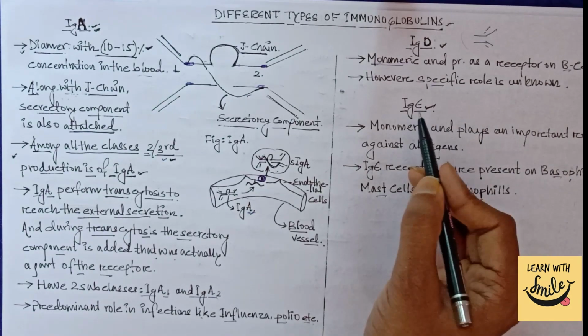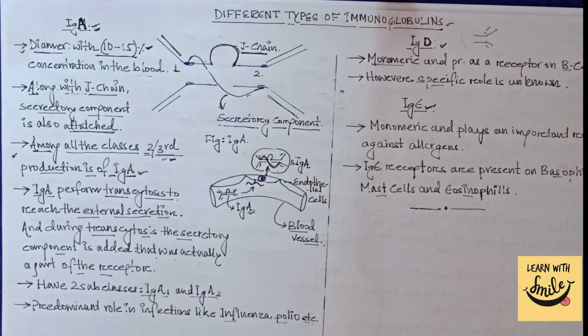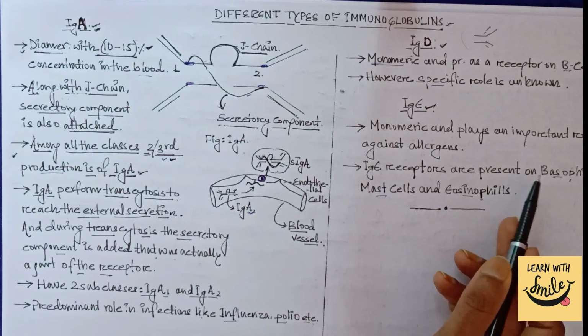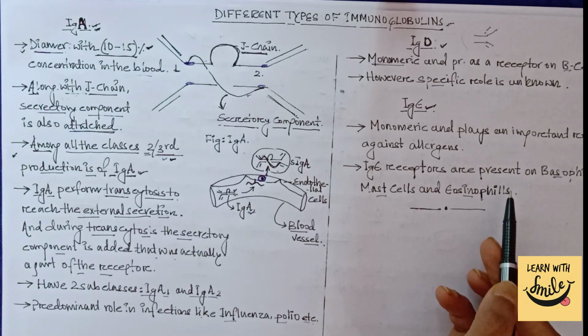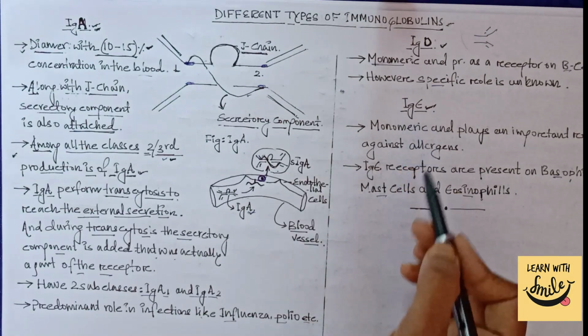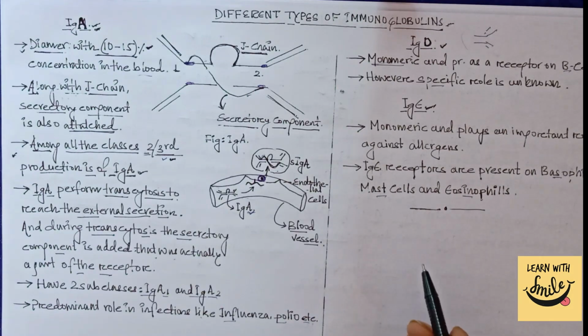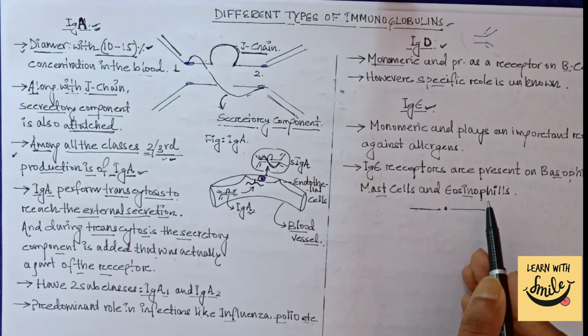Then coming to immunoglobulin E, it's again monomeric and plays an important role against the allergens. What are allergens basically? Allergens are anything and everything that may cause an immediate reaction. Alright. Immunoglobulin E receptors are present on basophils, mast cells and eosinophils. Yes, the reason is very logical, because immunoglobulins can only recognize the pathogen. For its neutralization, we need some specialized professional cells, and these professional cells will be basophils, mast cells and eosinophils.